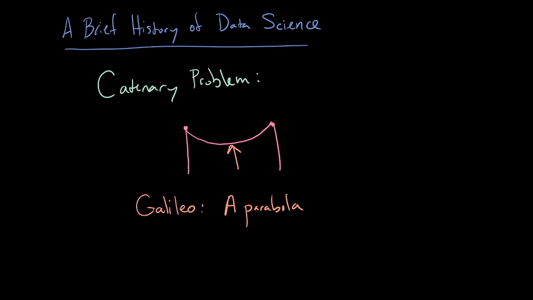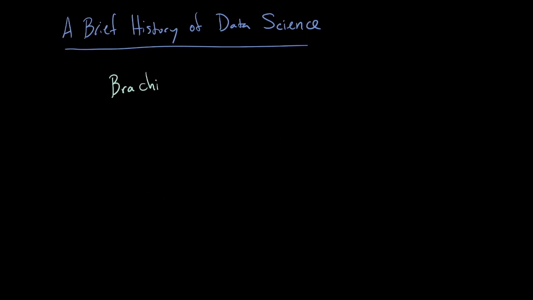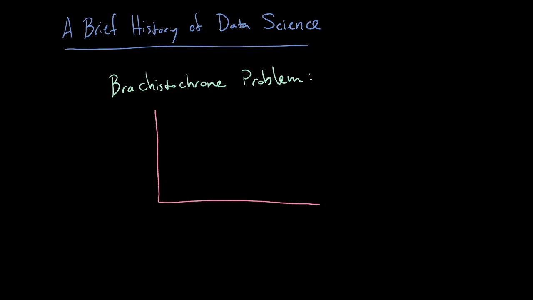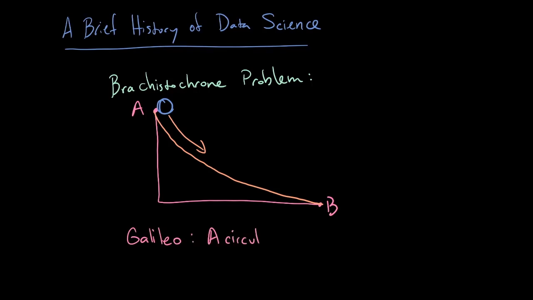Now, the catenary problem is one very important problem. Another, even more interesting one, is the brachistochrone problem. So the problem here is, suppose we have 2 points A and B. A is higher than B. We're going to place a ball at A, and we're going to roll it down a surface to B. What is the shape of ramp that would get this ball from A to B as fast as possible? So what is the sort of curve of quickest descent? Galileo conjectured that this would be a circular arc.